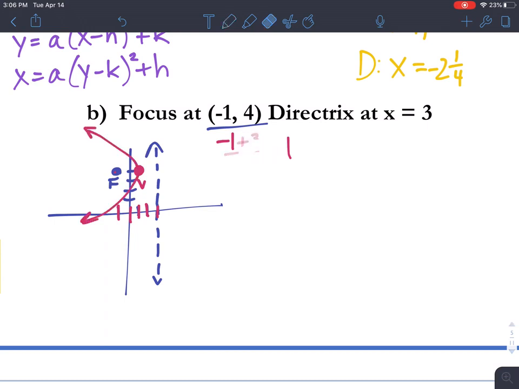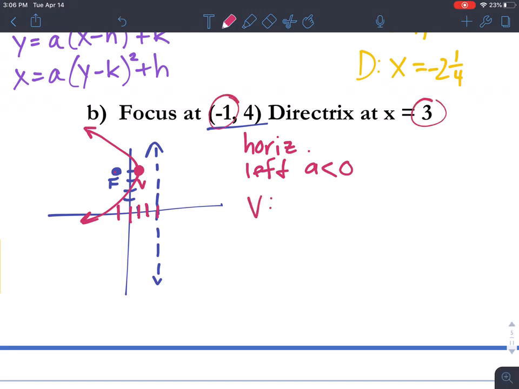So I know a few things right now. Number 1, I know it's horizontal. Number 2, I know it opens to the left, so a must be negative. I actually now know what the vertex is because I kind of visually did it: what's in the middle of -1 and 3. If you kind of count out to the middle, you'd get 1. So I'm going to be at 1, and then 4 just remains the same. I'm going to stay in line with the focus.